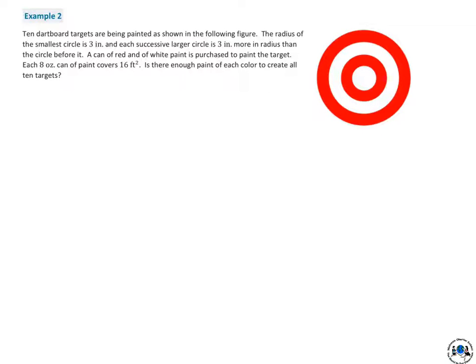Here's example 2. 10 dartboard targets are being painted as shown in the following figure. The radius of the smallest circle, well, this would be a fun one, is 3 inches, and each successive larger circle is 3 inches more in radius than the circle before it. A can of red and white paint is purchased to paint the target. Each 8-ounce can of paint covers 16 square feet. Is there enough paint of each color to create all of the circles?